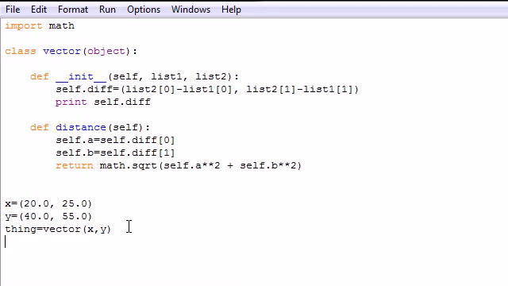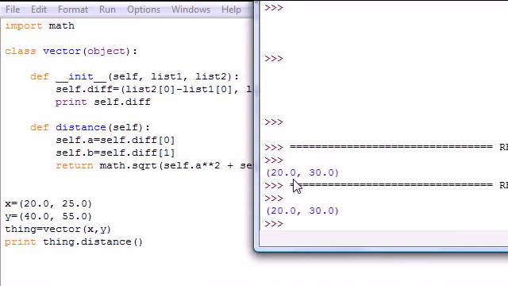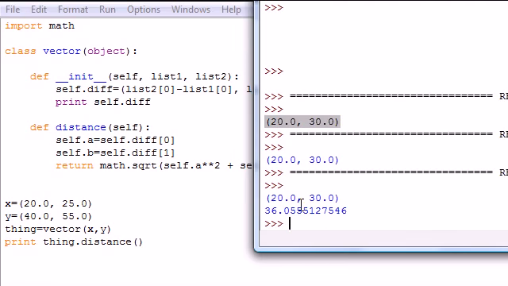So let's go ahead, and the last thing we have to do is print out our answer. So print thing dot distance, and it doesn't take any parameters. As you can see, it only takes the self parameter. So let's go ahead and run this, and then after it works, I'll show you guys one more time. So here are the two sides. This side is 20 going up and down. The side going left and right is 30, and the distance between those is 36.